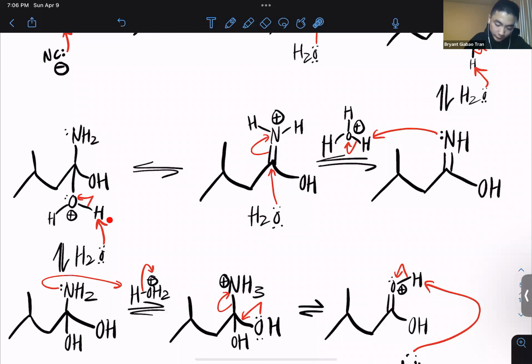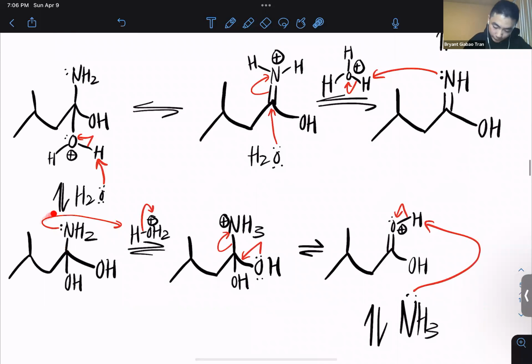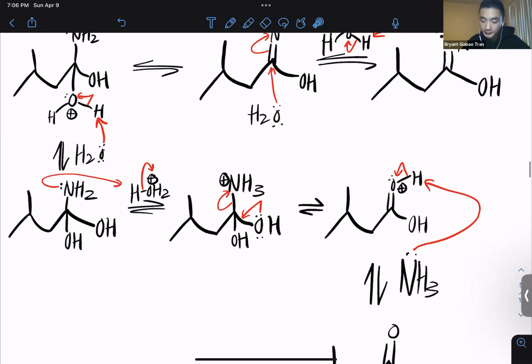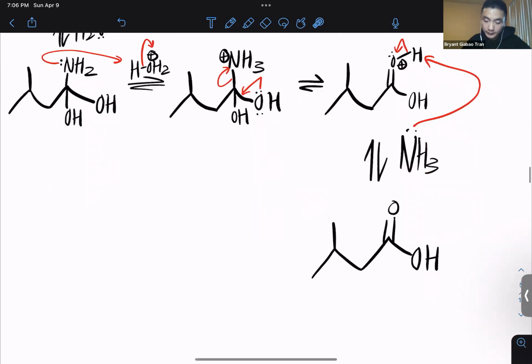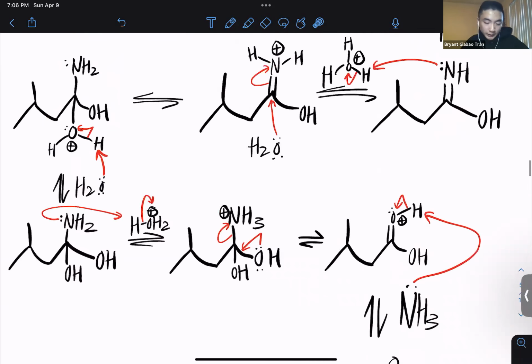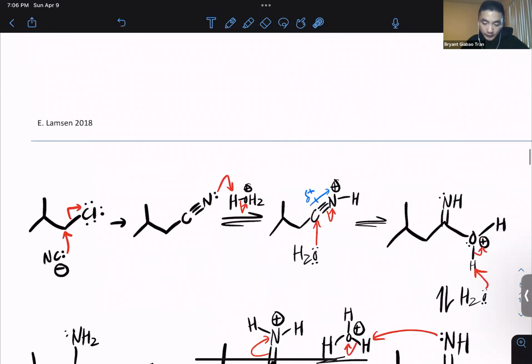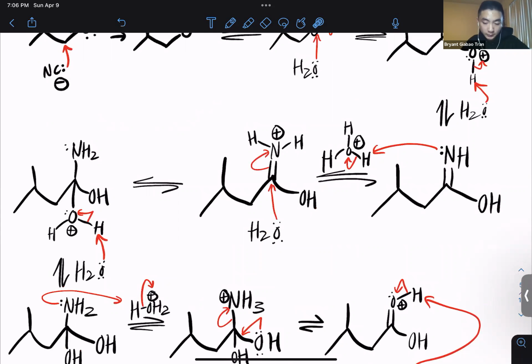We deprotonate the group we want to stay, protonate the group we want to leave, reform our carbonyl, kick off the good leaving group that we just formed. And then a very last step here is to deprotonate the positively charged oxygen with the NH3 group that just left, giving us our carboxylic acid here. So I would practice these mechanisms over and over again, but not only to memorize it, but understand the reasoning behind each arrow. So you will be able to get it during exams.